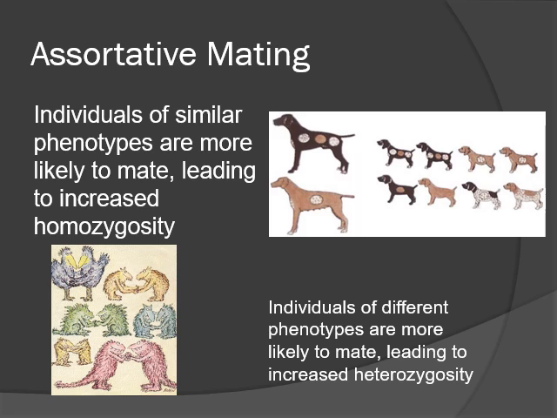You might have assortative mating where individuals of different types are more likely to mate, and that leads to increased heterozygosity. A Great Dane plus a Chihuahua equals who knows. You're going to have a lot of different alleles there. There's not going to be much homozygosity. Yeah, with dogs, if you take two dogs that look different and put them together, you're going to get a wide range of dogs.